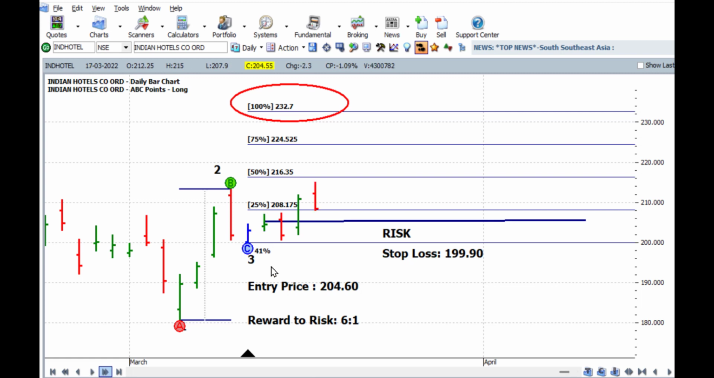Next day it again moves, makes a high of 215 and the low is 207.9. Again we don't do anything because the 50% mark has not been touched as yet. Next day, yes, it makes a low day, however our stop loss is at 199.9, so we don't do anything. It makes a high of 212.5 and a low of 205. We again wait, we have our stop loss in place.